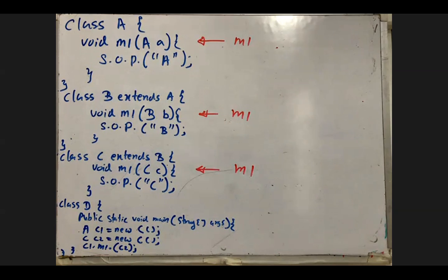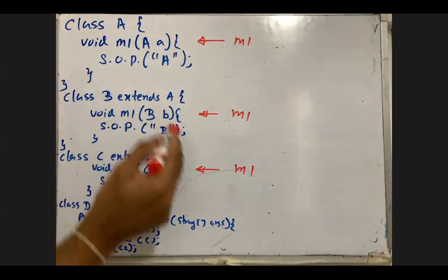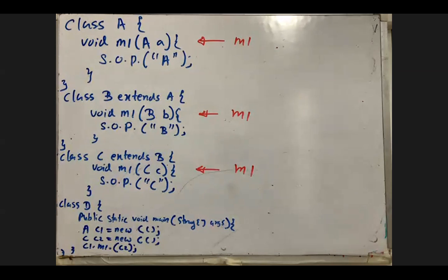Okay, now looking at this method M1, can you tell me whether this M1 is overwritten in other classes or not? The M1 method is overwritten in class B and it is overwritten in class C. Is it correct or not? Tell me whether it is overwritten or not. Some say overwritten, someone says no. Okay. Most students say no. What is the reason why it is not overwritten?